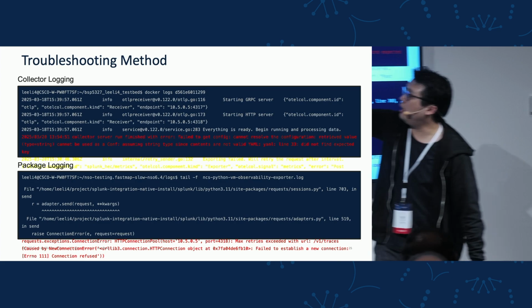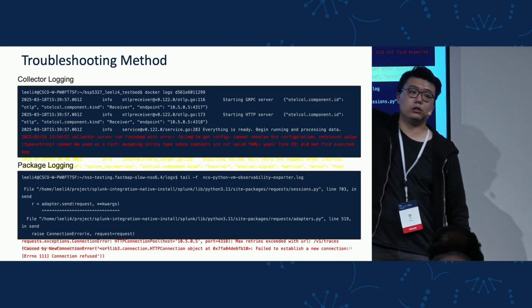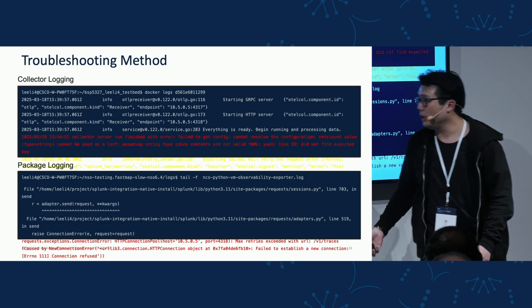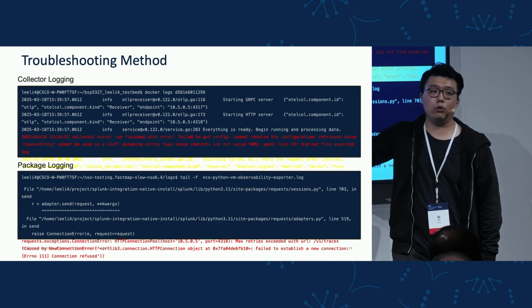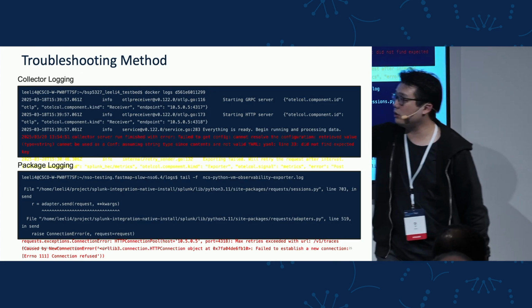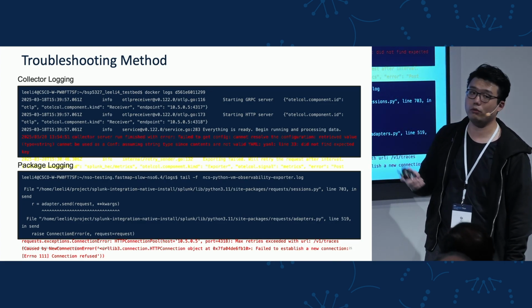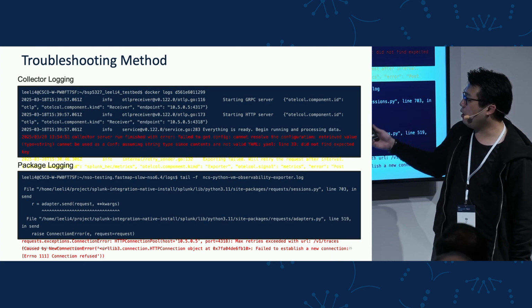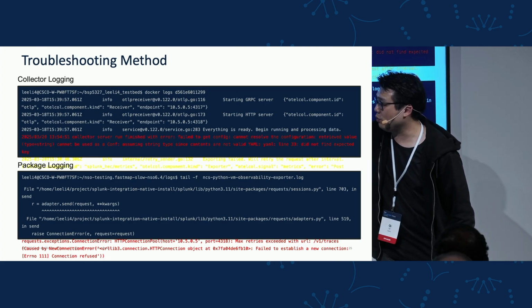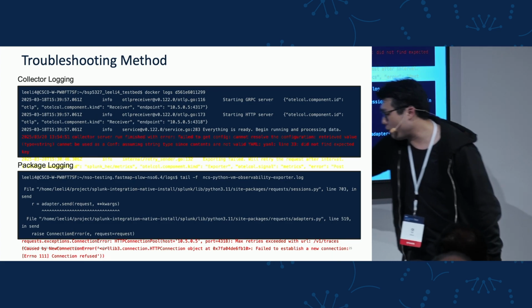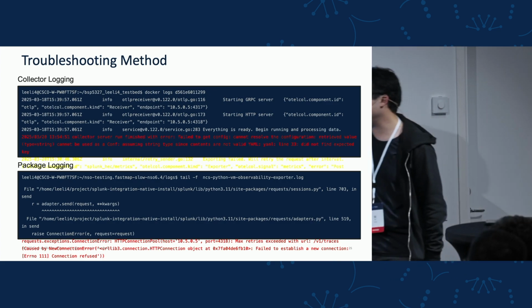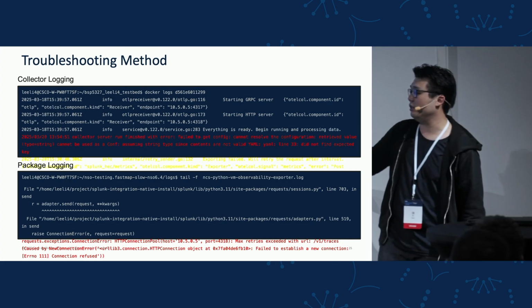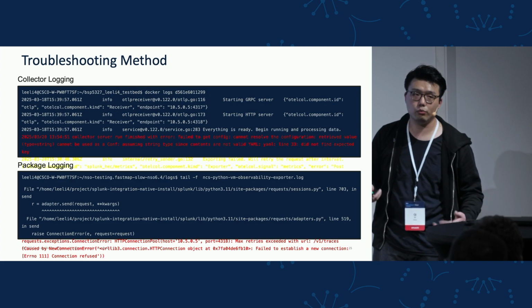To get the logs from the collector, you use Docker logs, because the collector is usually a Docker container. And if something is wrong on the NSO side before sending out, you see it in the package logging in the Python VM log. In the Python VM log, you usually see an exception raised. For example, in here, our collector is not found. That's why I say max retries exceeded with URL, because we cannot reach the collector.